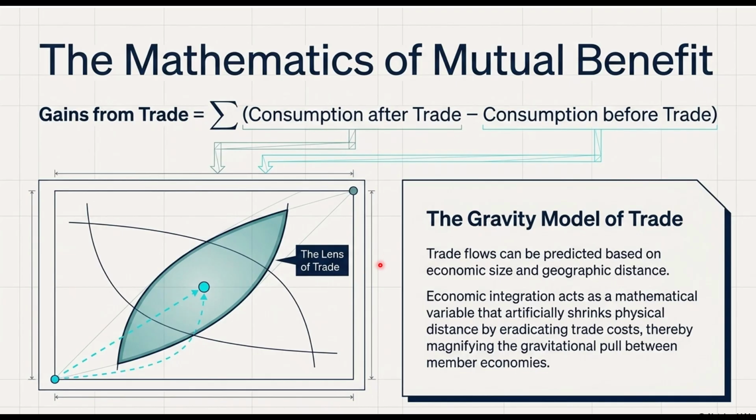Now let's see the mathematics of mutual benefits. Economic integration creates gains from trade. Countries specialize according to comparative advantage. So we have comparative advantage and absolute advantage, and here we are discussing comparative.